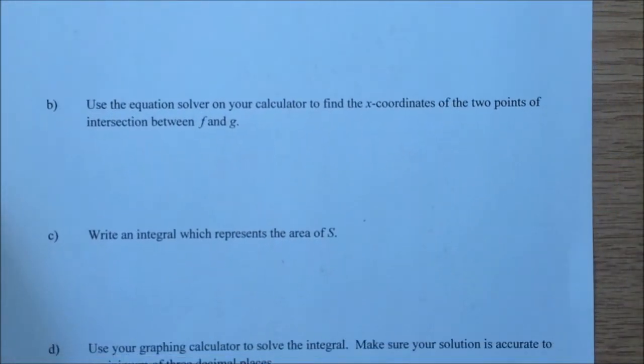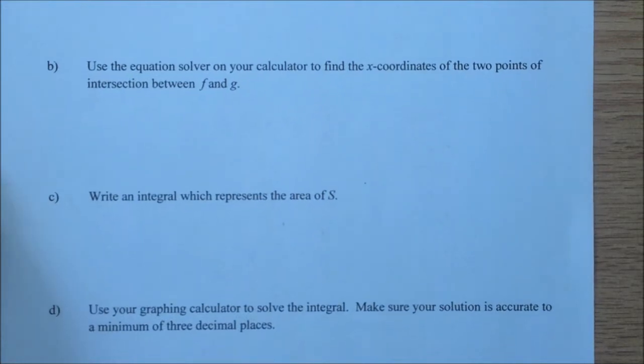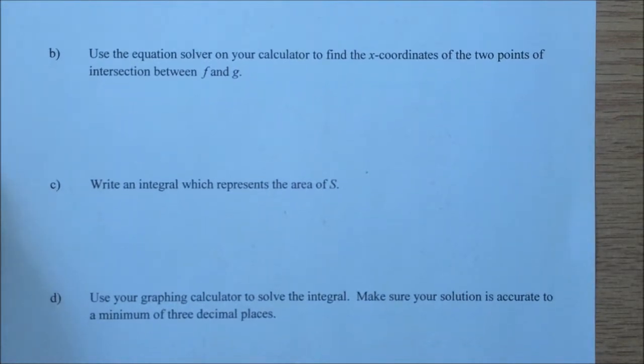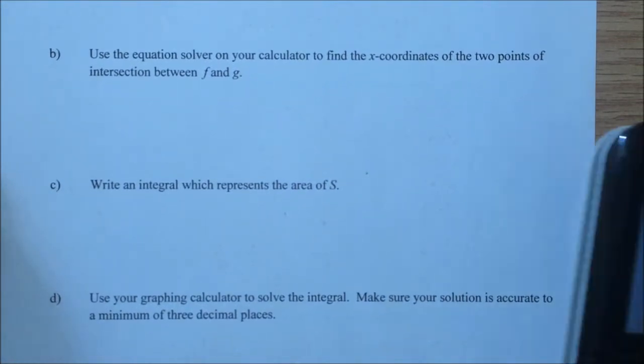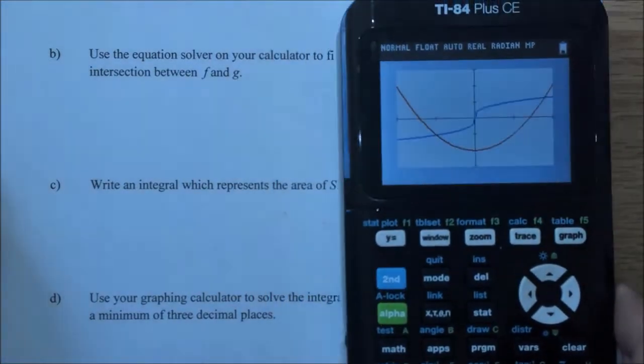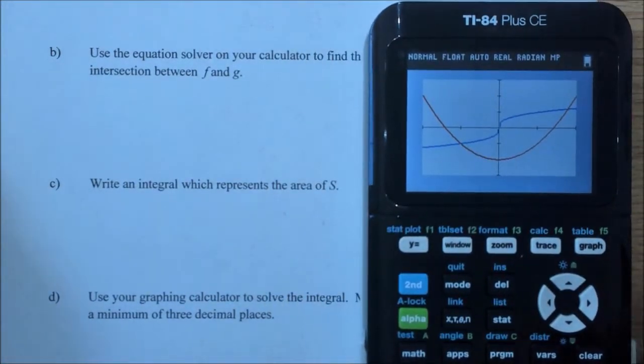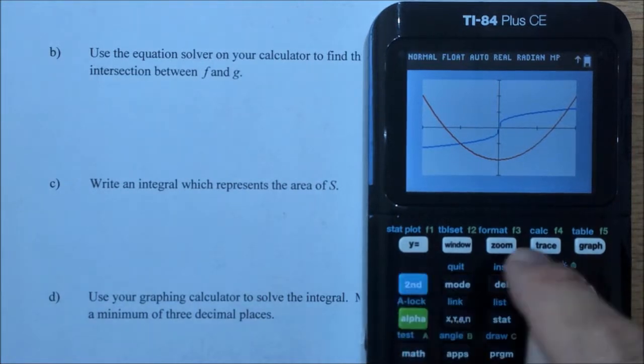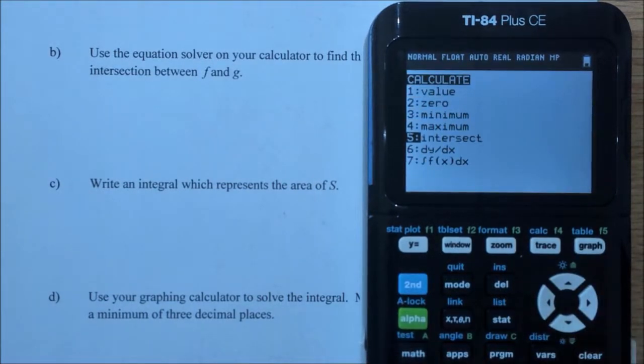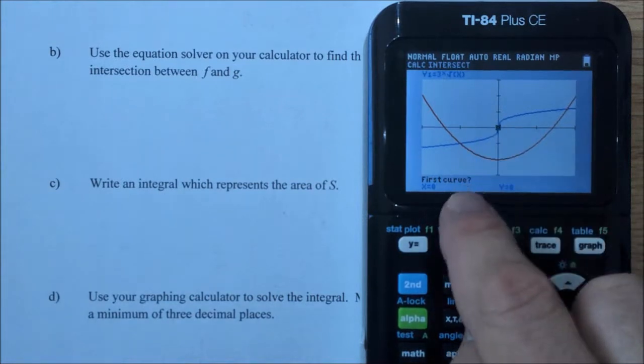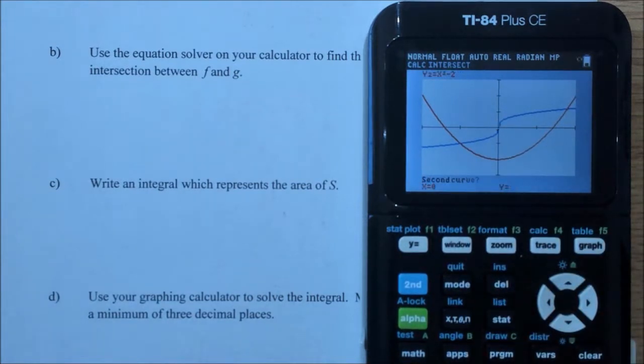Part B, use the equation solver on your calculator to find the x-coordinates of the 2 points of the intersection between F and G. Okay, so we're going to bring this back. So I did say use the equation solver, which you can absolutely use. You can also use the intersect command. The intersect command is second trace, and we see it right there, option 5. So it says it wants the first curve, so we just hit enter on the first curve, and then it wants the second curve, so we hit enter again.